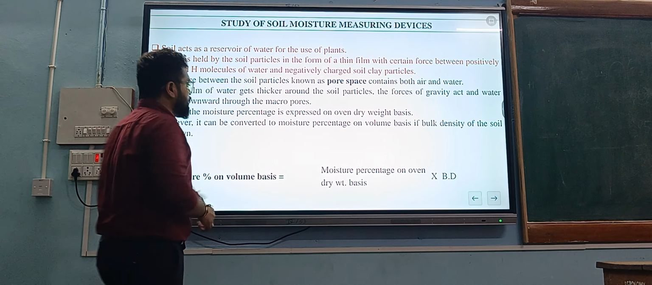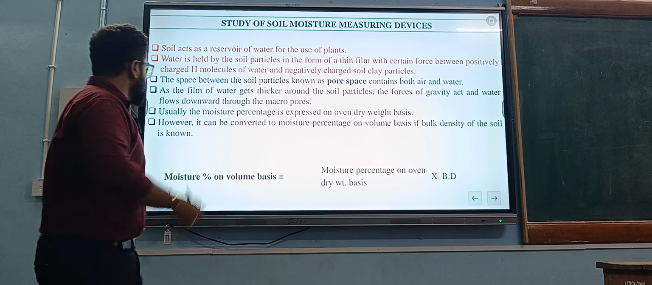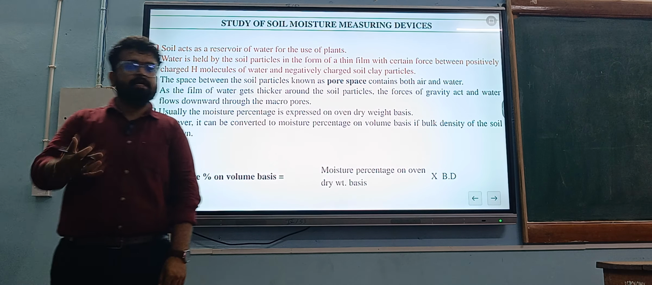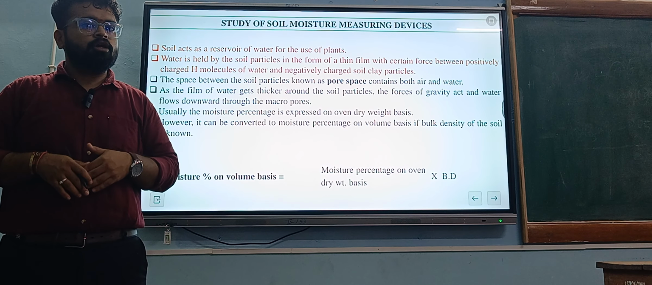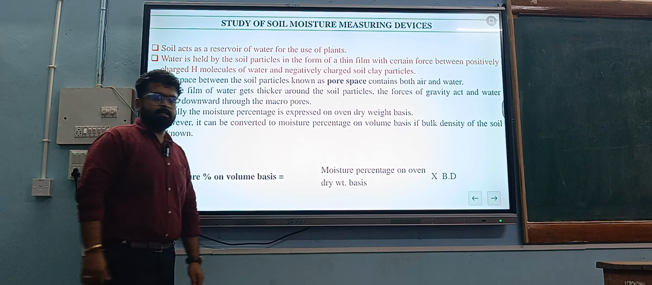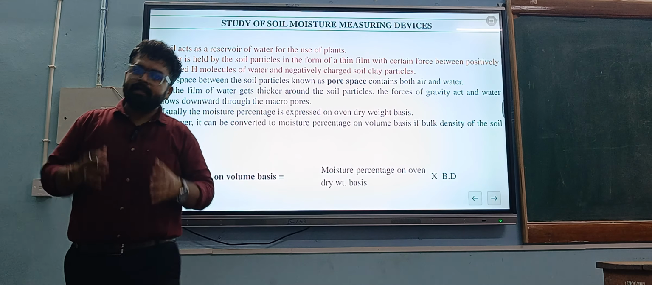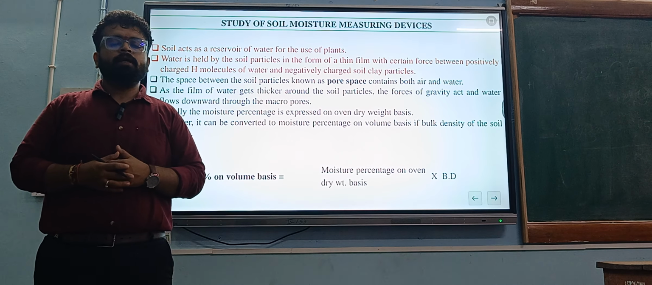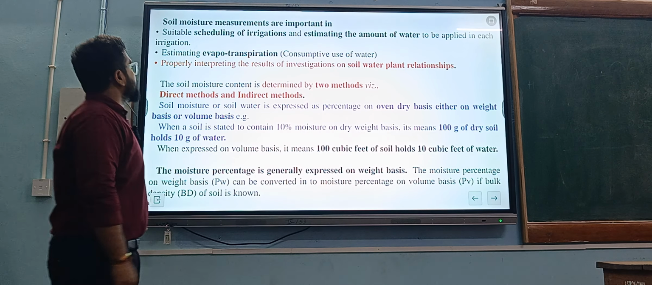However, it can be converted into moisture percentage on a volume basis if the bulk density of the soil is known. As we studied in the last class, what is bulk density? Weight of soil solids divided by the volume of soil solids. So the moisture percentage on oven-dry basis, when you multiply it with the bulk density of the soil, gives the moisture content on a volumetric basis.